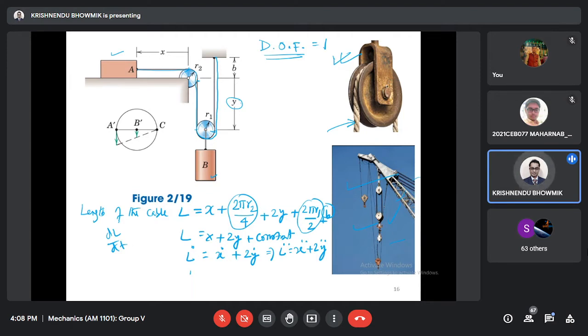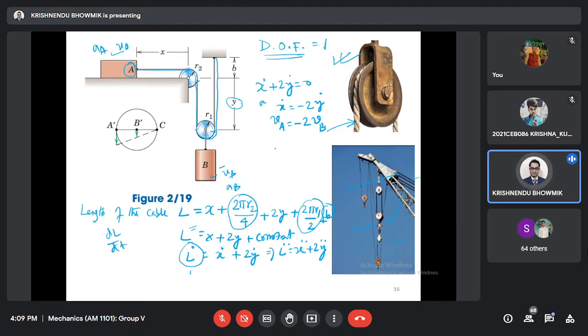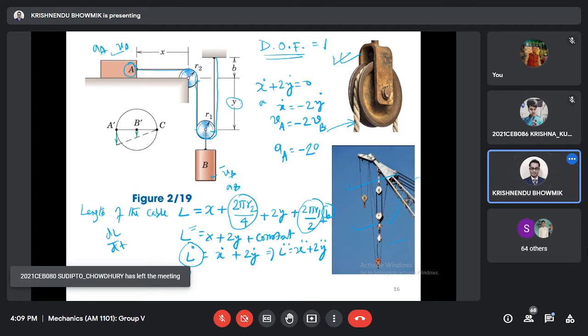One thing: what is the L dot value? The length is constant, correct? So L dot is zero. Then x dot plus 2y dot equals 0, or x dot equals minus 2y dot. Here x dot represents velocity, so va equals minus 2 vb, or similarly for accelerations, acceleration of a equals minus 2 times acceleration of b. That means the velocity of A is twice the velocity of B, due to the x plus 2y term in this expression.